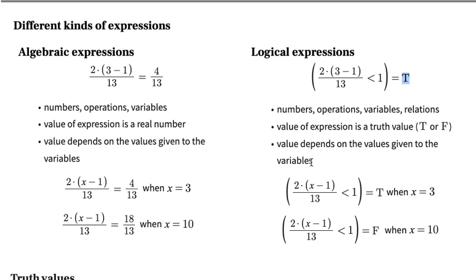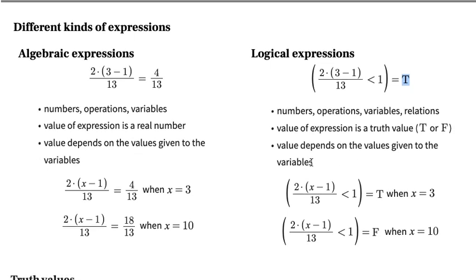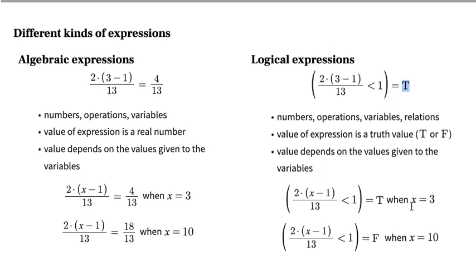And again, the value of a logical expression may depend on the values given to the variables. So, for example, when x equals 3, then the value of this logical expression is true, as we stated above. But when the value of x is 10, then this algebraic expression has value 18 divided by 13, which is greater than 1. So it is false that it's smaller than 1. So the value is then false here.